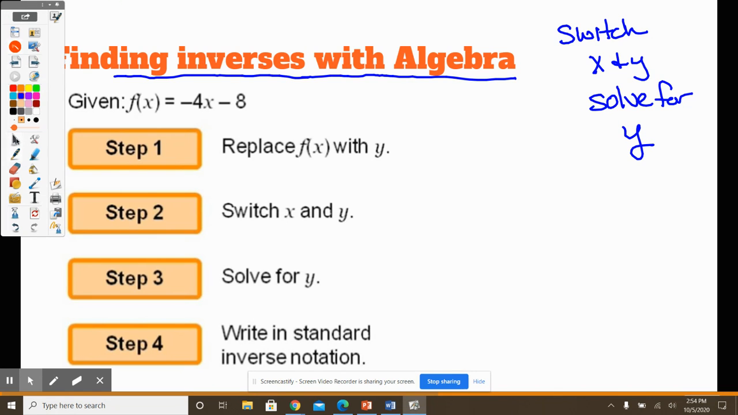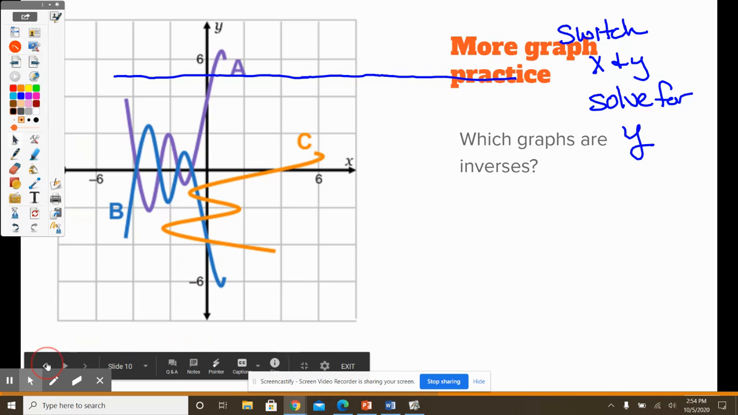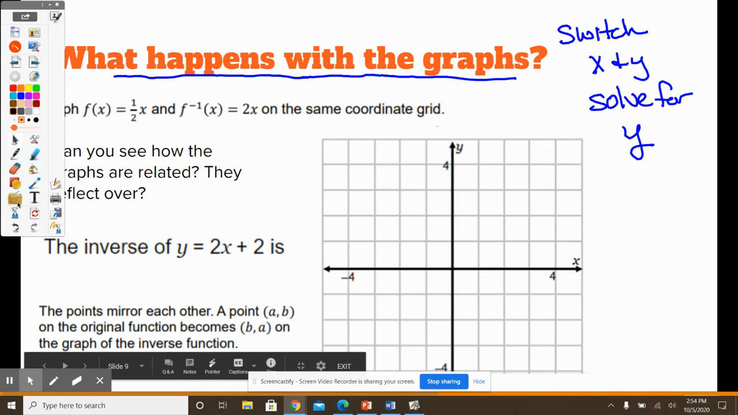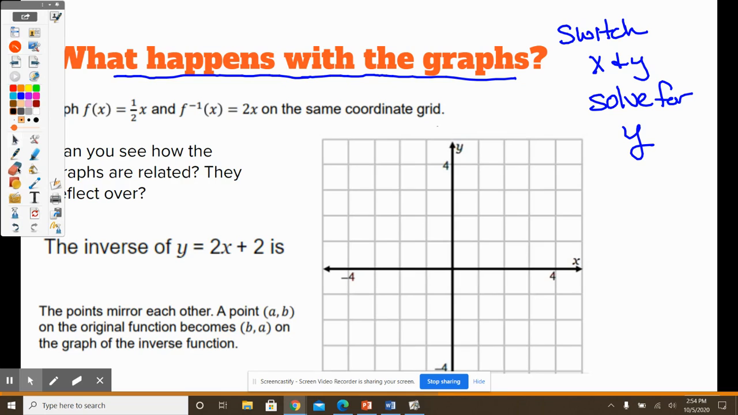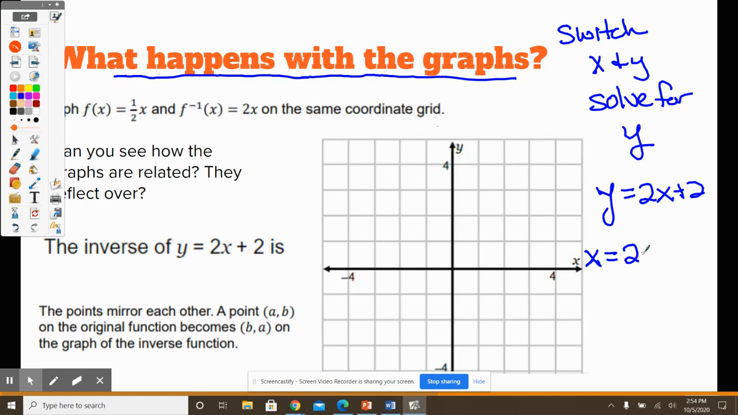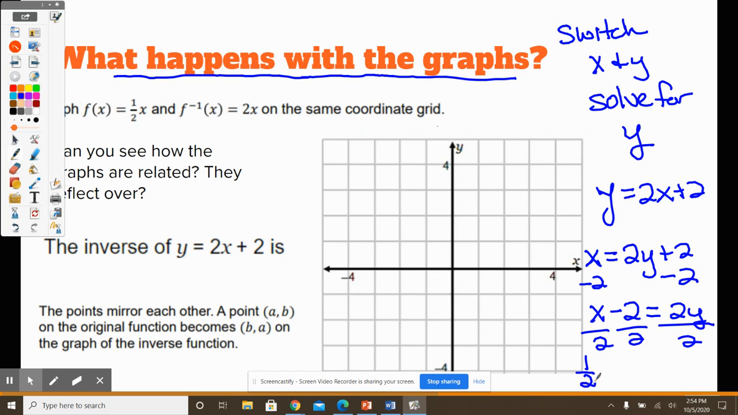So I'm going to go back to that problem that we looked at the graph of, and switch x and y and solve for y and see what happens. Our first equation was y equals 2x plus 2. I'm going to find the inverse by switching the x and y. X equals 2y plus 2. And now I'm going to solve for y. So I'm subtracting 2. X minus 2 equals 2y. Divide everybody by 2, and that's where that 1 came from. That's 1/2 x minus 1 equals y.